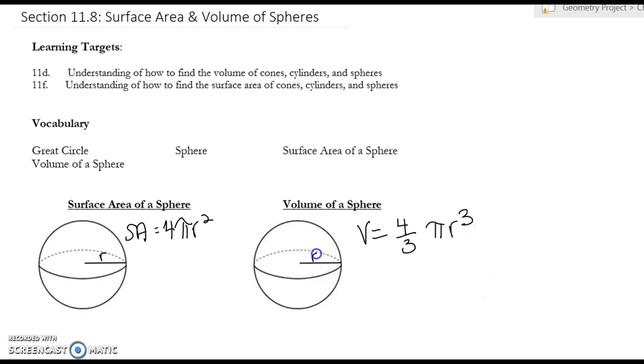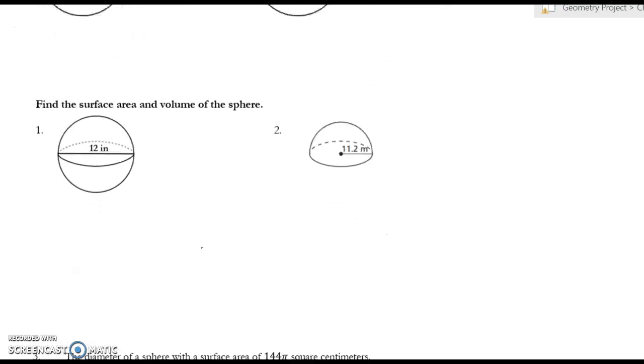So again, the only thing you got to find is the radius. So these are relatively easy formulas. Remember, for volume, it's going to be units cubed, and for surface area, it's going to be units squared. Okay, so let's take a look at some examples.